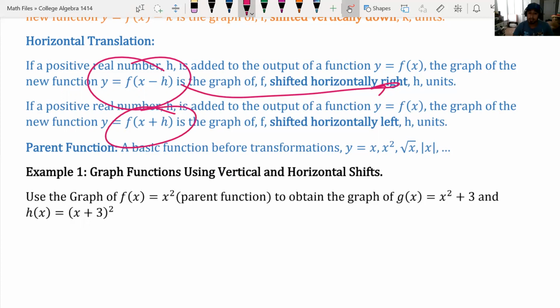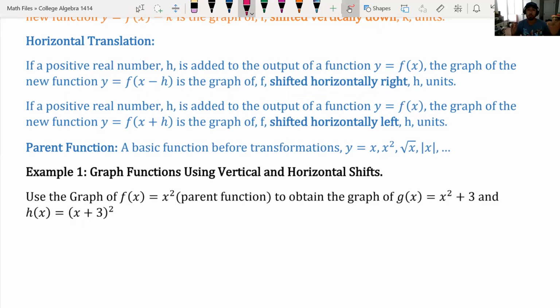If it's x plus h, then we shift to the left h units. That's why I say for any type of horizontal transformation, you always think opposite. So x minus h means move everything to the right. X plus h means shift everything to the left h units. So a little different than vertical. Vertical is straightforward. If it's plus k, you go up k. If it's minus k, you go down k. Horizontal, x minus h means you go to the right. X plus h means you go to the left. So horizontals are the only ones you think opposite on.